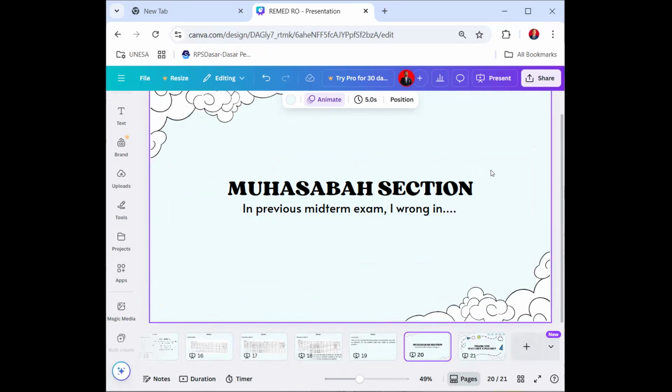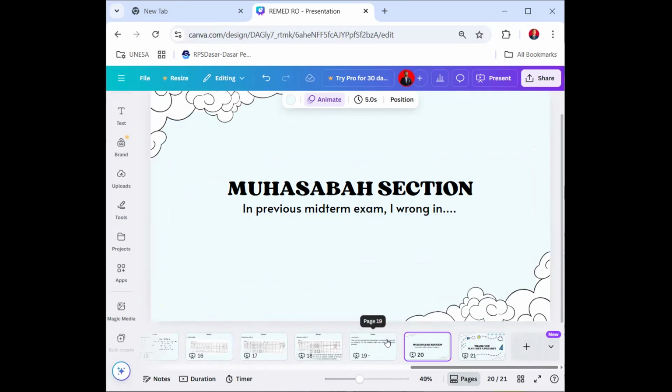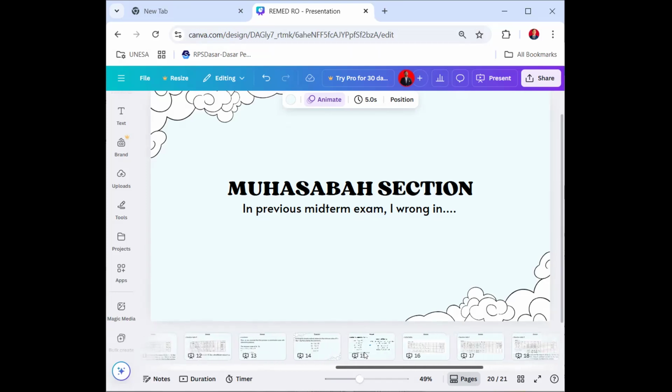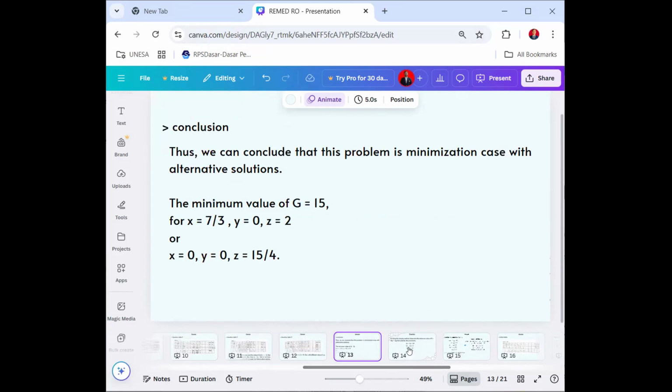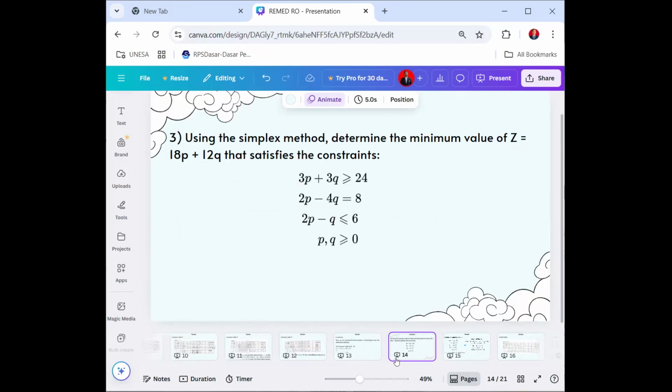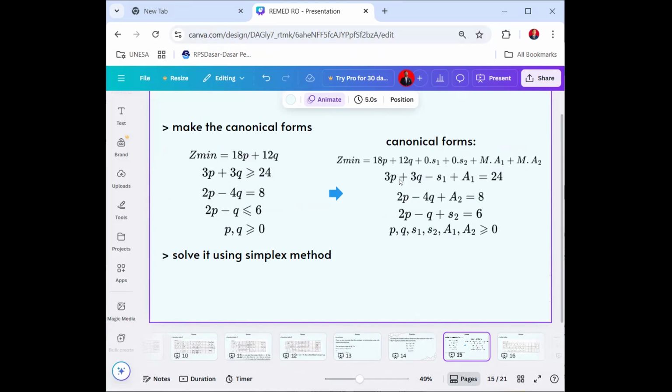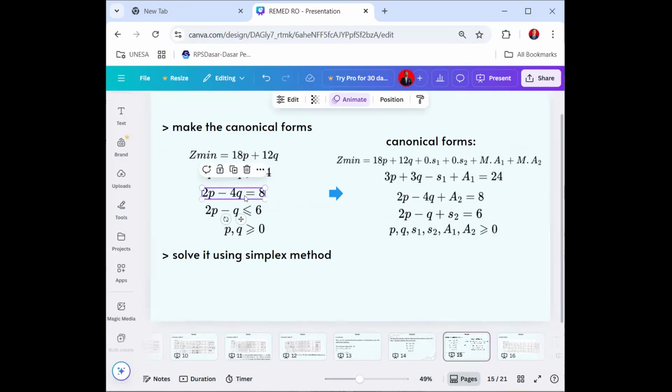So what I got wrong before in the previous midterm exam, I got wrong in the first place when solving question 2 and question 3. This is so basic. First, I made the canonical form and I didn't know how to make the canonical form of an equal sign. I don't know.